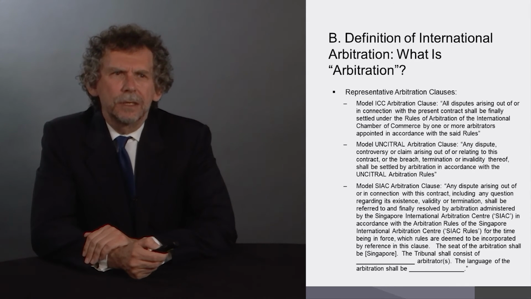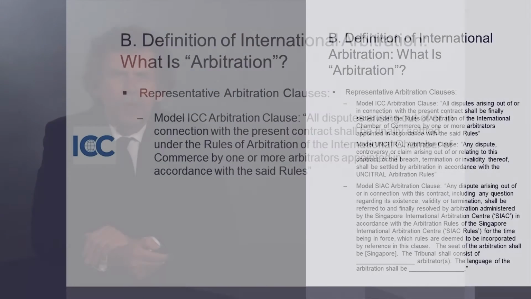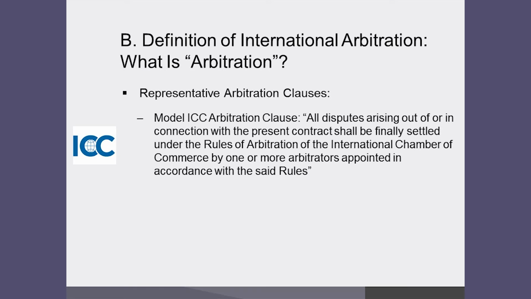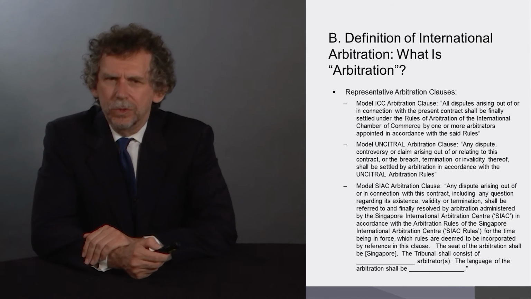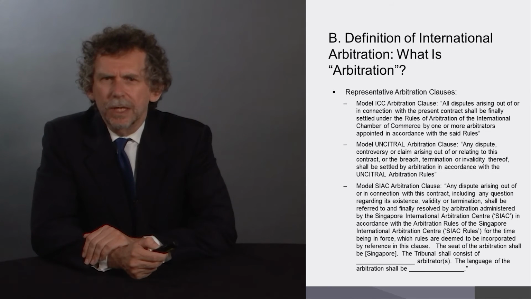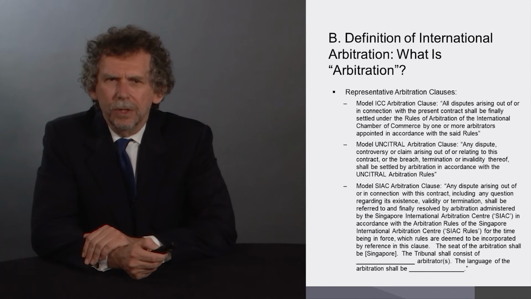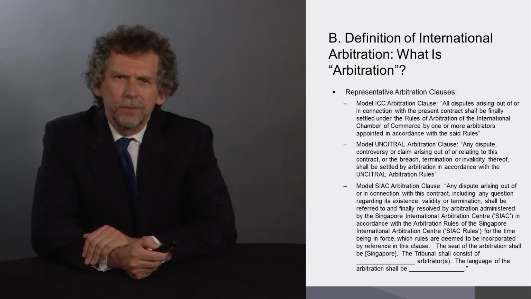The ICC, International Chamber of Commerce, Model Arbitration Clause reads as follows: all disputes arising out of or in connection with the present contract shall be finally settled under the rules of arbitration of the International Chamber of Commerce by one or more arbitrators appointed in accordance with the said rules. That is an agreement to arbitrate future disputes, disputes which have not yet arisen. It is an arbitration agreement that is very similar to countless arbitration agreements included in commercial contracts around the world.